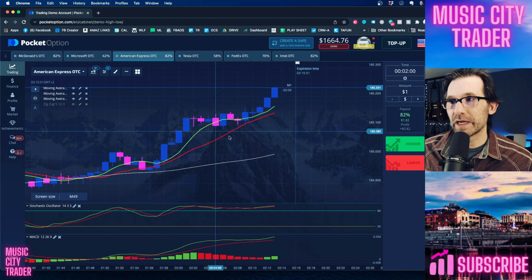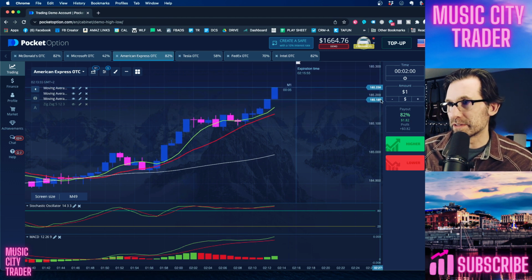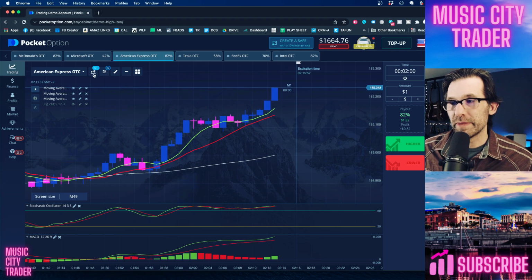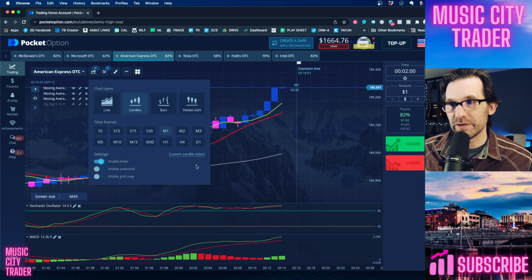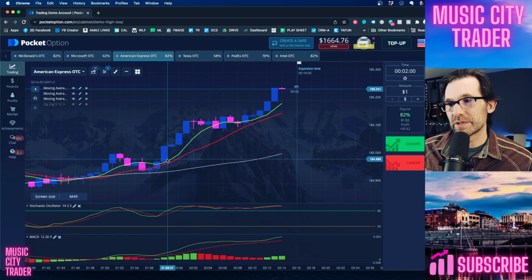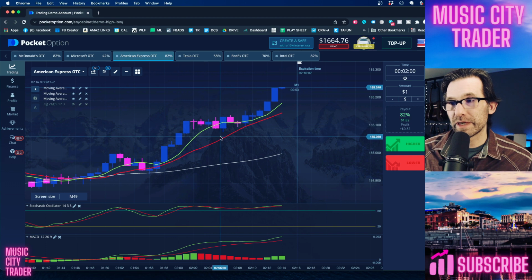If you need to learn how to use the Pocket Option interface, just check out a couple of the other bonuses on how to use the interface. So 1 minute candles. I have changed the color of my candles. You can do that by custom candle colors. I did this so blue is really green and pink is really red.